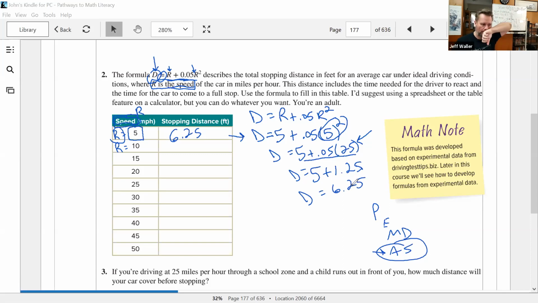6.25 what? Units. I'm done with all the calculations, right? I've got this answer. What are the units? Feet. Okay. So once you've done this, the squared is not still there. That's already been done. This is the number I got, and the only thing missing is the units.